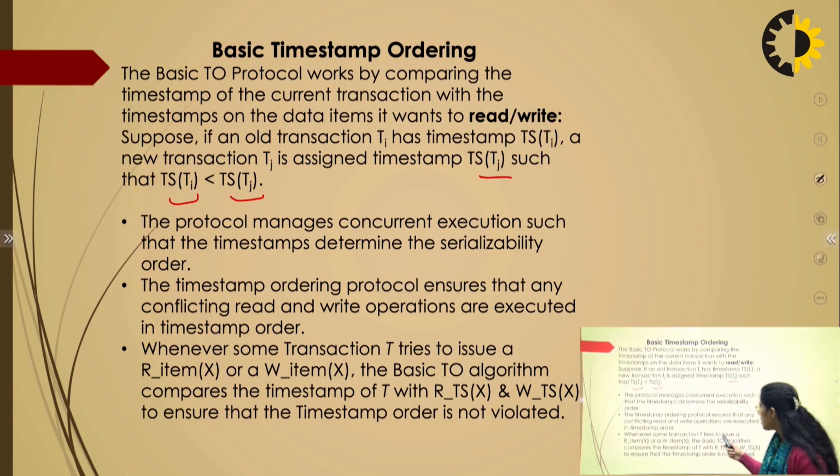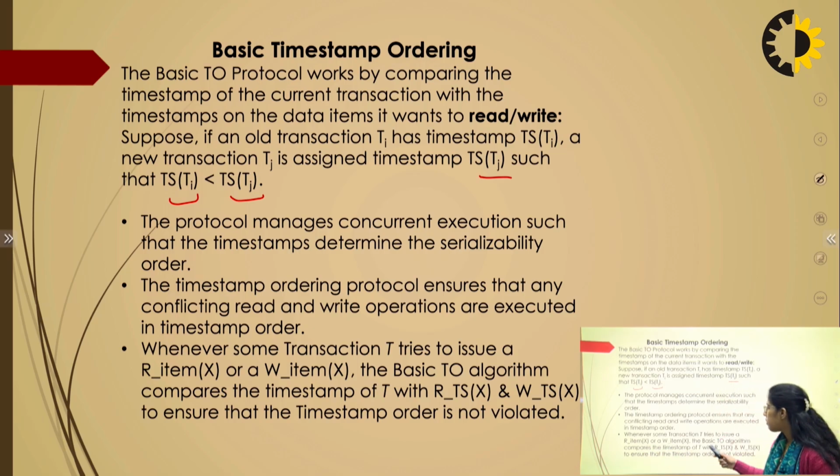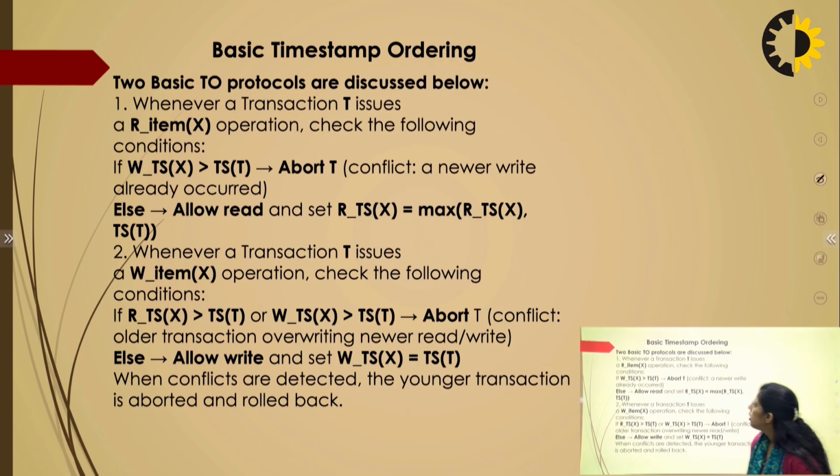Whenever some transaction T tries to issue a read or write operation on a particular data item X, the basic timestamp ordering protocol algorithm compares the timestamp of T with R_TS(X) and W_TS(X) to ensure that the timestamp order is not violated. Two basic timestamp ordering protocol rules are discussed here.